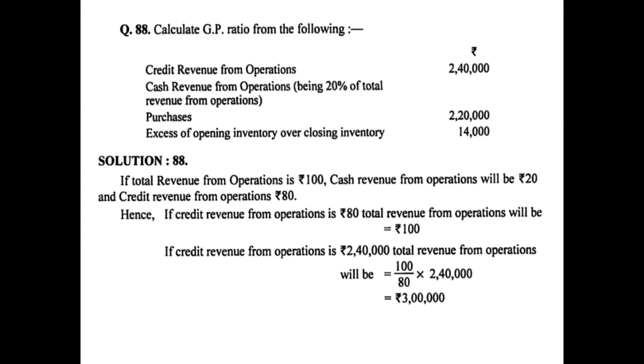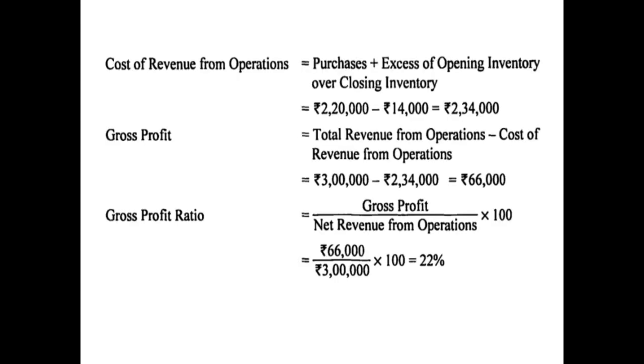So now let us substitute it with the value. If credit revenue from operation is 2,40,000, total revenue from operation will be 100 upon 80, that is total upon credit into the absolute amount of credit revenue from operation, that is 2,40,000. So it will come to 3 lakh. So that means 3 lakh is the total revenue from operation. Now, we have already got the denominator, that is the revenue from operation. Now let us calculate the numerator, that is the gross profit.